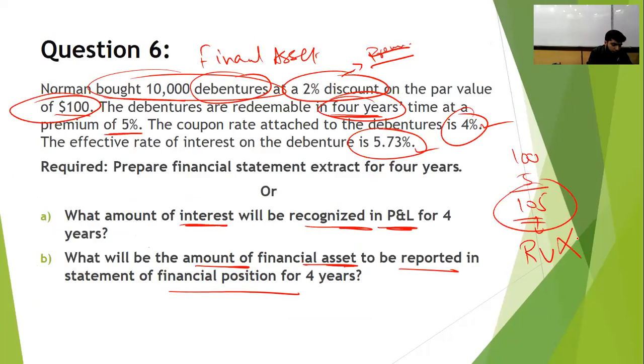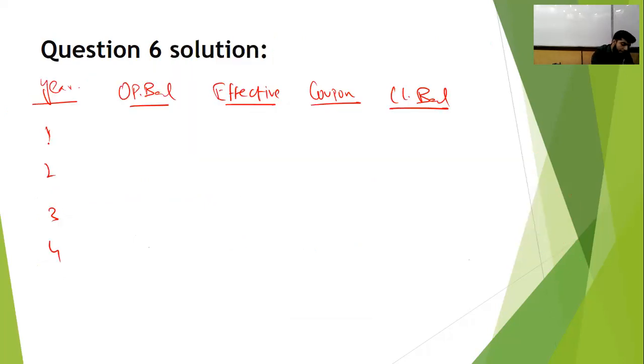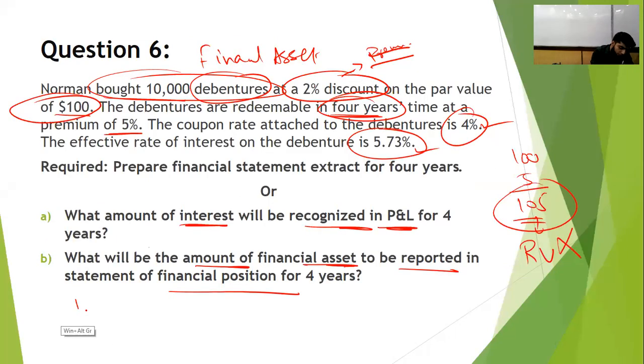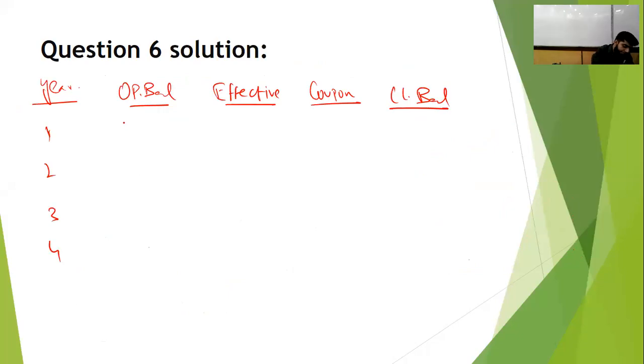So far, there is no amount of transaction cost. So we need to account for the investment, that is the opening balance. And what amount have we invested? If we have a look, we have bought 10,000 debentures and the market value of a debenture was 98 per debenture. It means 10,000 multiplied by 98, that is $980,000 is the amount of investment. It means the investor has invested $980,000. Is it clear to everyone?